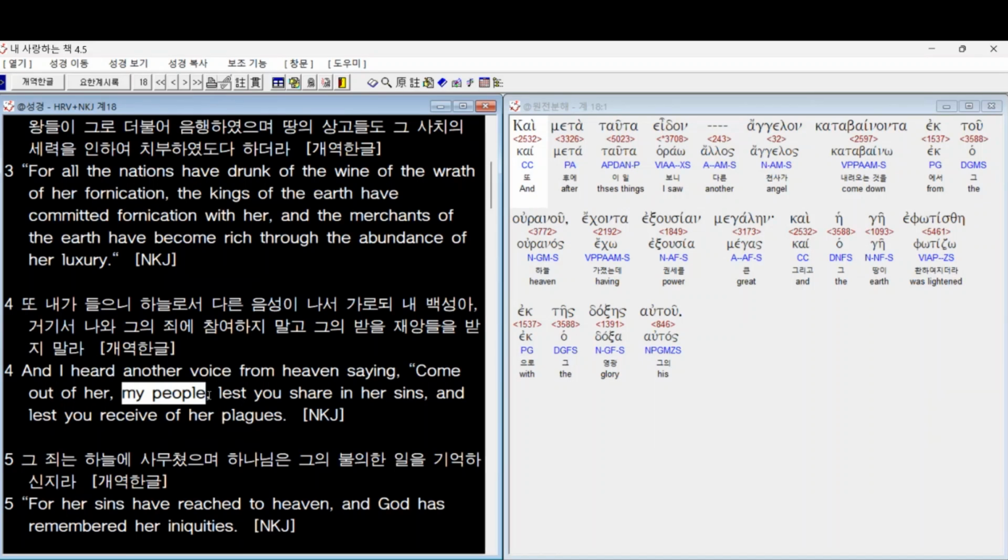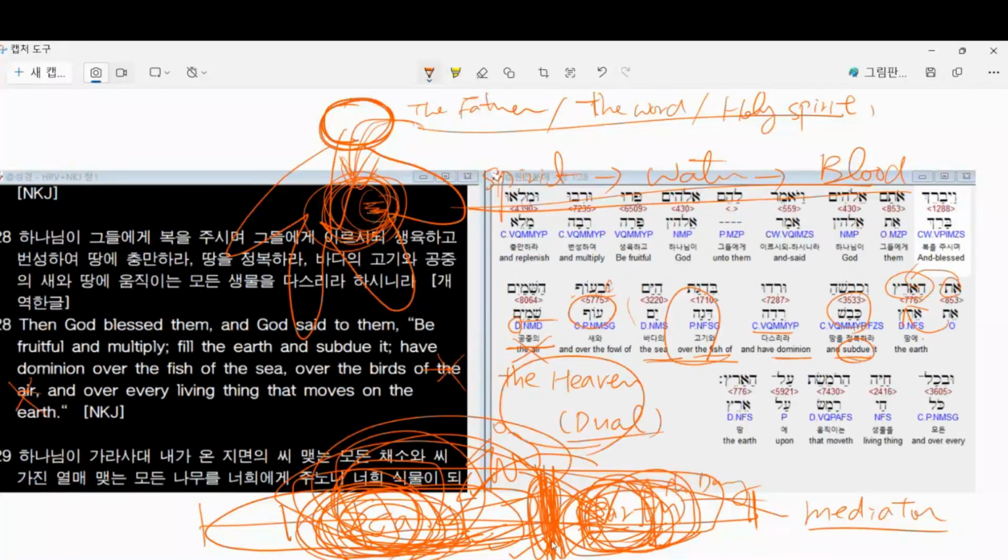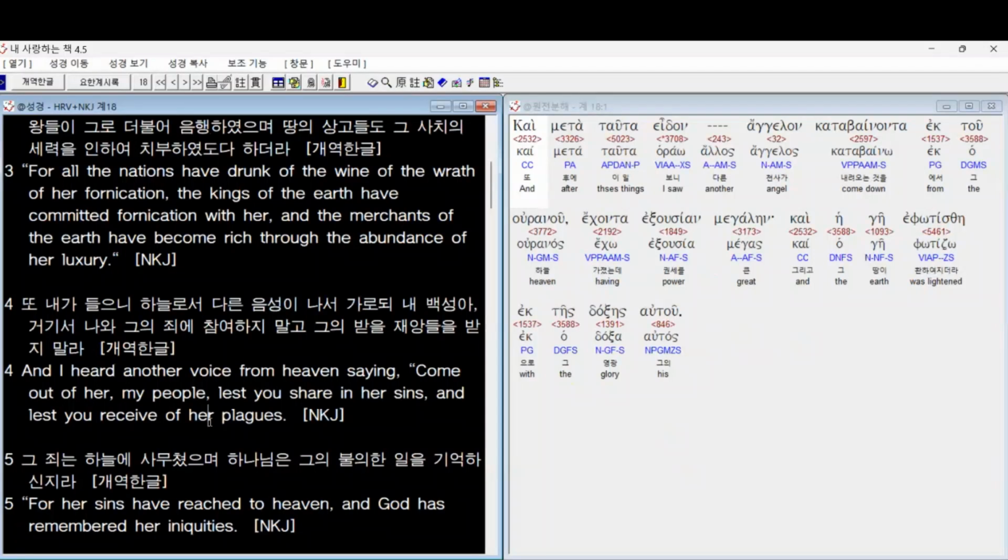If you do not come out of Babylon, if you do not come out of the sea, if you are still remaining on the fifth day and drinking the intoxicating wine and drink, then you will die together with Babylon. You die with those shepherds, dumb dogs. So get out of her, lest you share in her sins, lest you receive of her plagues.